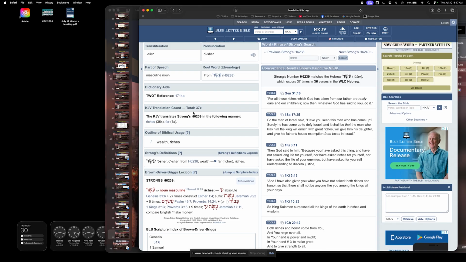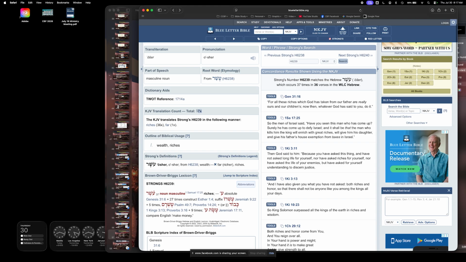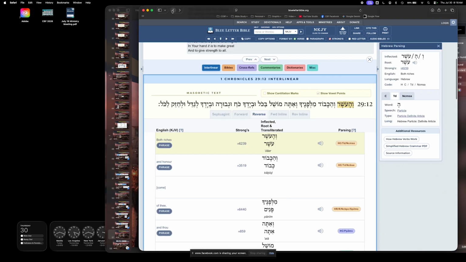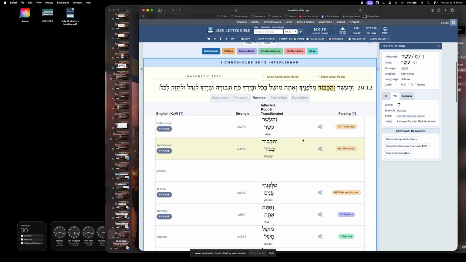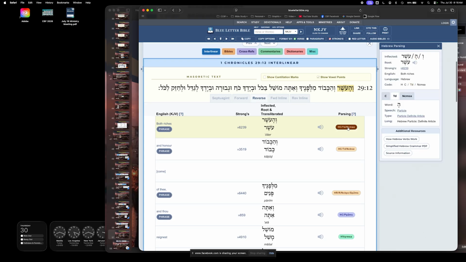Okay, it's pretty straightforward. We're talking about riches and wealthiness, used 37 times in the Old Testament, always translated, with one exception, as riches. There's one time it's translated far, so it does have one exception. But more or less, riches and wealth, it's pretty straightforward as its definition. So, okay, riches. Is there any parsing we want to note here? Let's take a look. Well, it's interesting. There is something to note here.